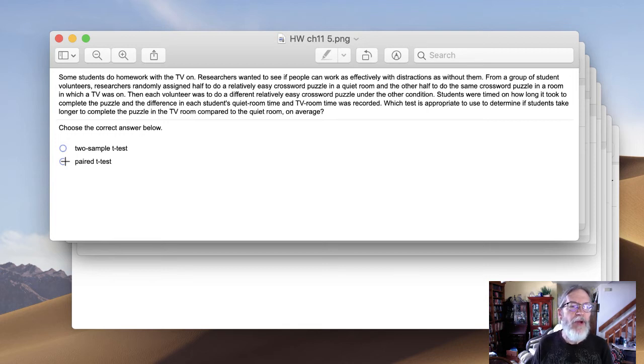Again, if we just had one group that did the puzzles with the distraction and another group without, that would be a 2 sample t-test. But notice we're seeing how each individual does. So again, pairing, we're going to say, let's see how each student does with and without the distraction.